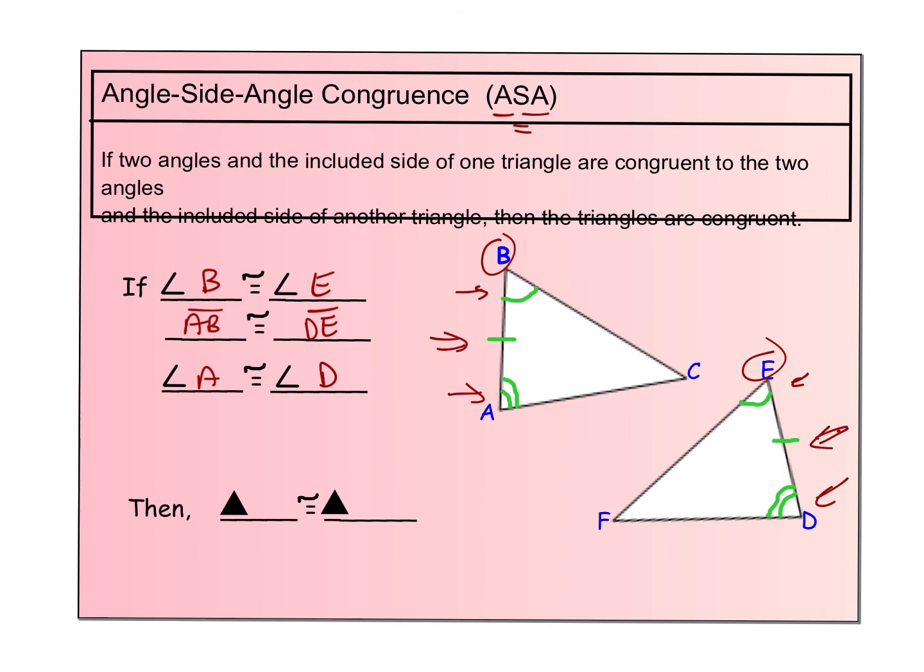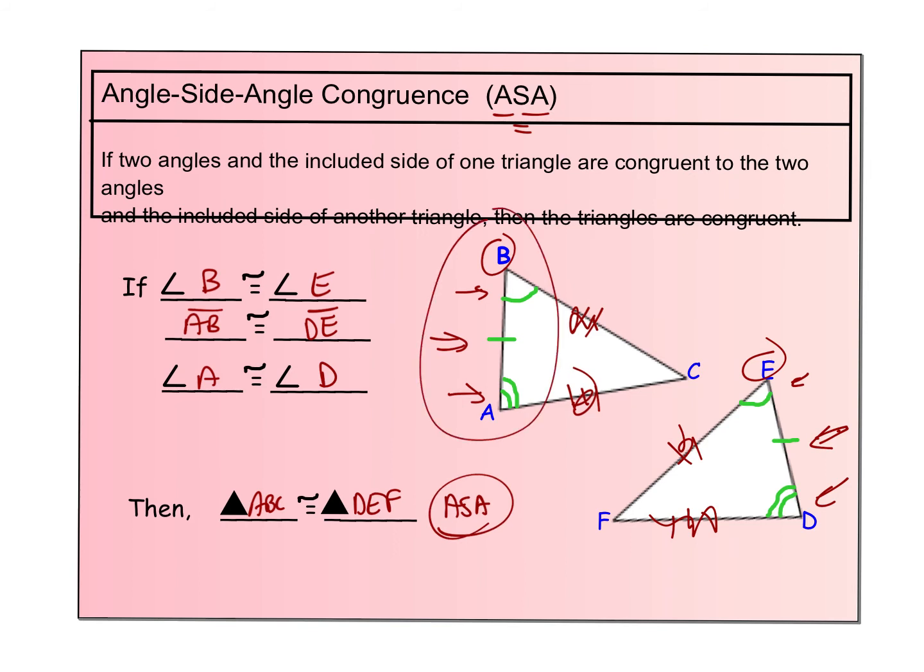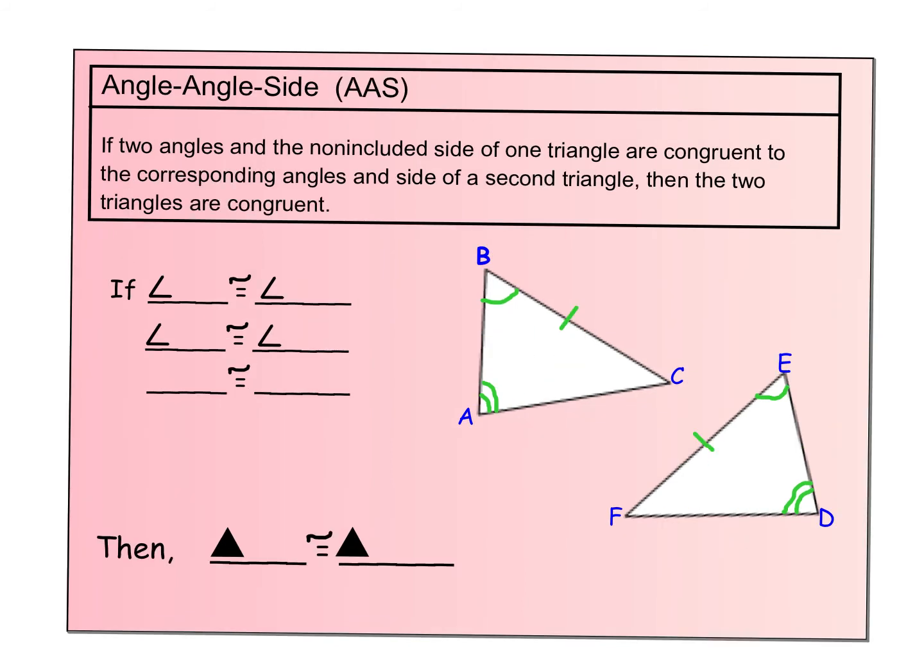Okay, so I can't have this side, that doesn't work. I can't have this side, that doesn't work, okay? It's got to be the included side for angle-side-angle. So again, I can say ABC is congruent to DEF by ASA. There's your answer. But you have to look for the relationship between the two.